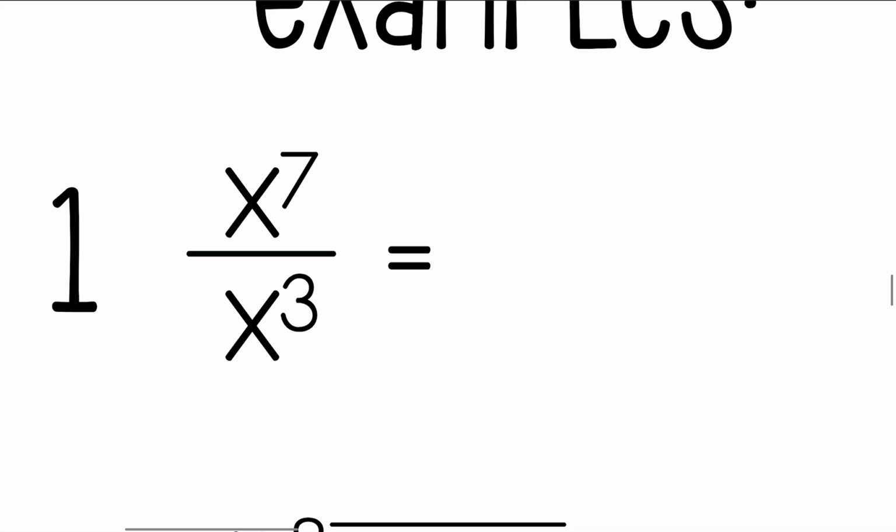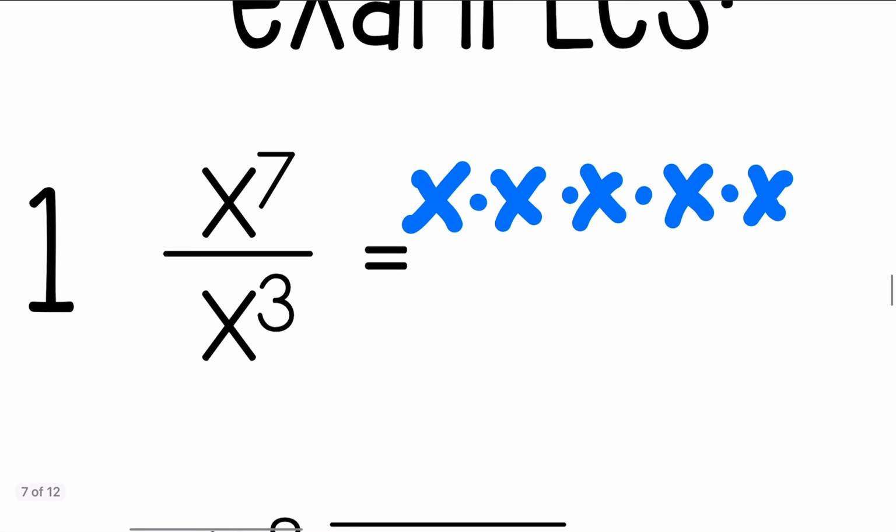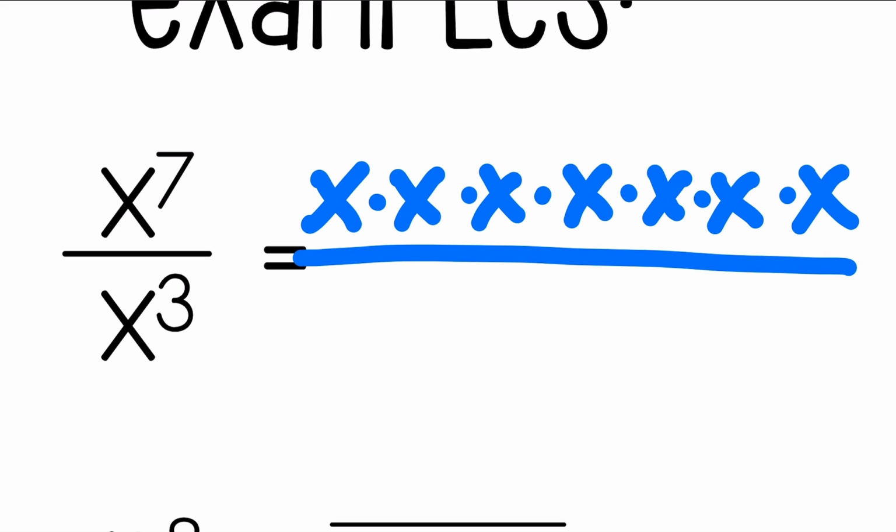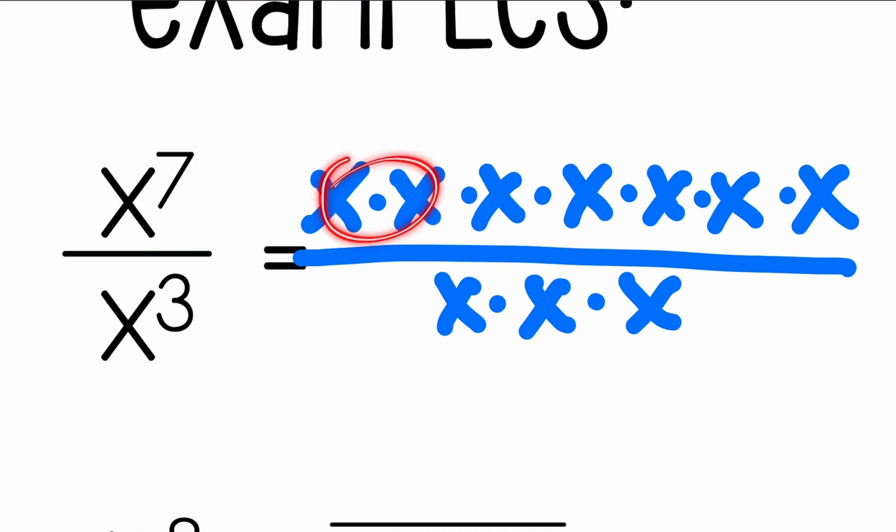Okay, so just like we did with the other questions, we're going to expand these out so that we could see everything. So we got x to the 7th, so that means we need 1, 2, 3, 4, 5, 6, 7 x's on the top. And then we got an x to the 3rd, so we need 1, 2, 3 x's on the bottom. Okay, so looking at these, these are all x's. We have the same thing on the top as we do on the bottom, just a different amount of them.